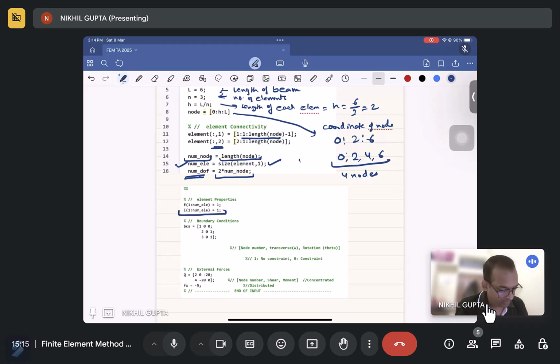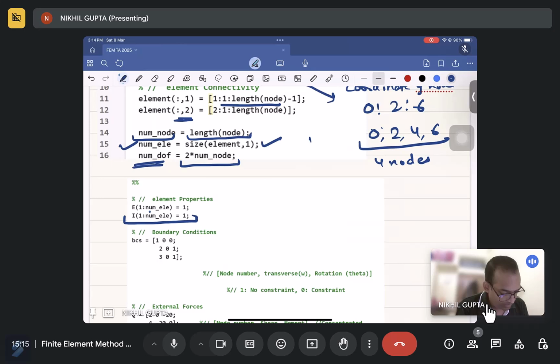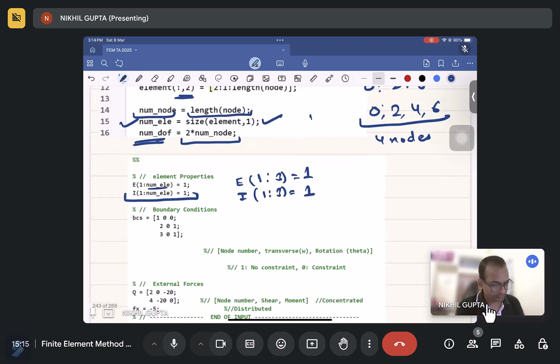What it is saying? It is saying for number of elements, means how many total numbers are there, which are 3. So for each element E will be 1. For each element I will be 1. So that will be utilized in our problem.